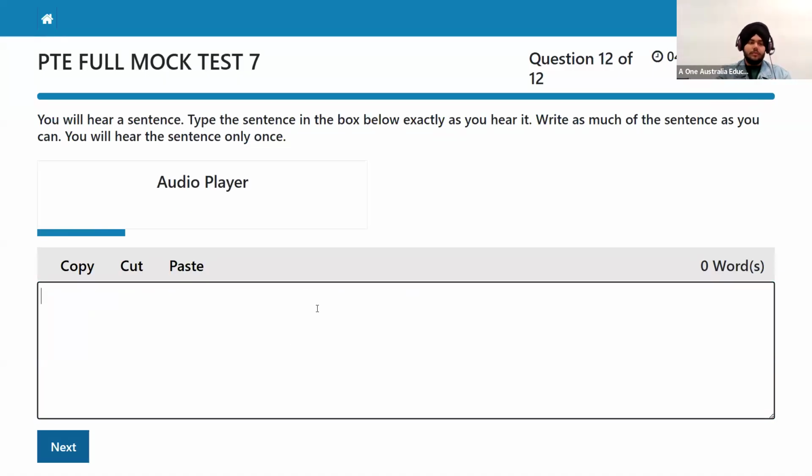A regional assembly was moved to the devolution of power. A regional assembly was moved to the devolution of power, okay?